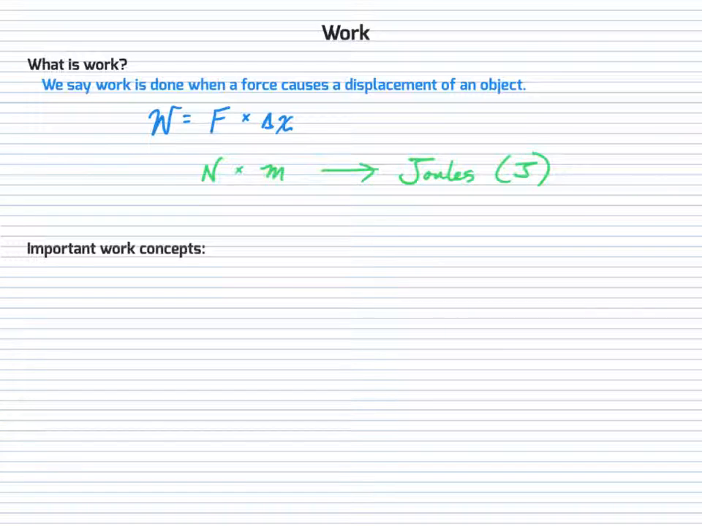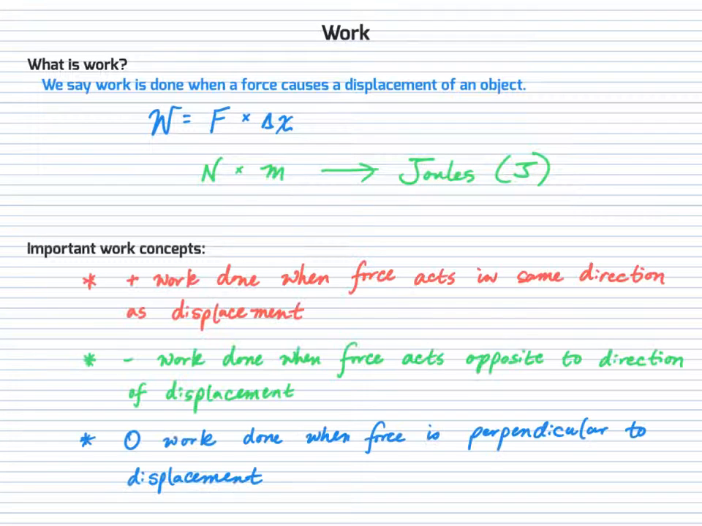And we abbreviate that with a J. Now, there are some different kinds of work that we can have, and this is the next portion here, the important work concepts. You should have seen today that we can have positive work, negative work, and zero work being done. So our big three rules here are important work concepts.